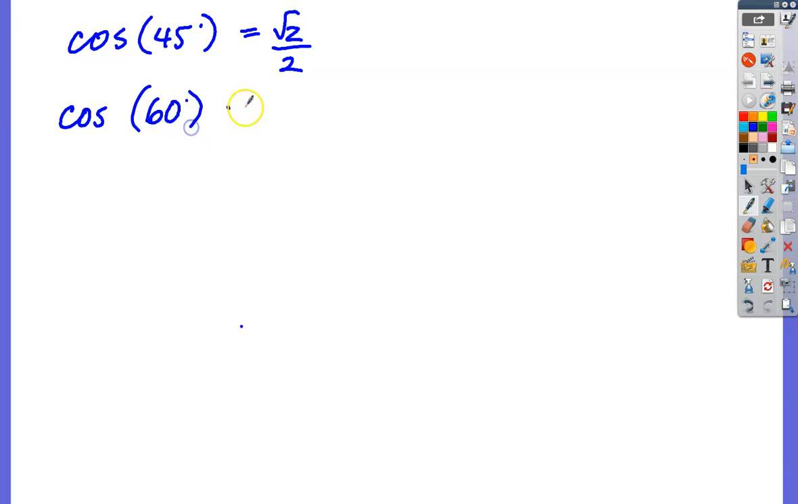So if I asked you to find the cos of 45, you guys have no trouble with that, right? You get root 2 over 2. If I asked you to find the cos of, say, 60 degrees, once again, no problem with that, 1/2.